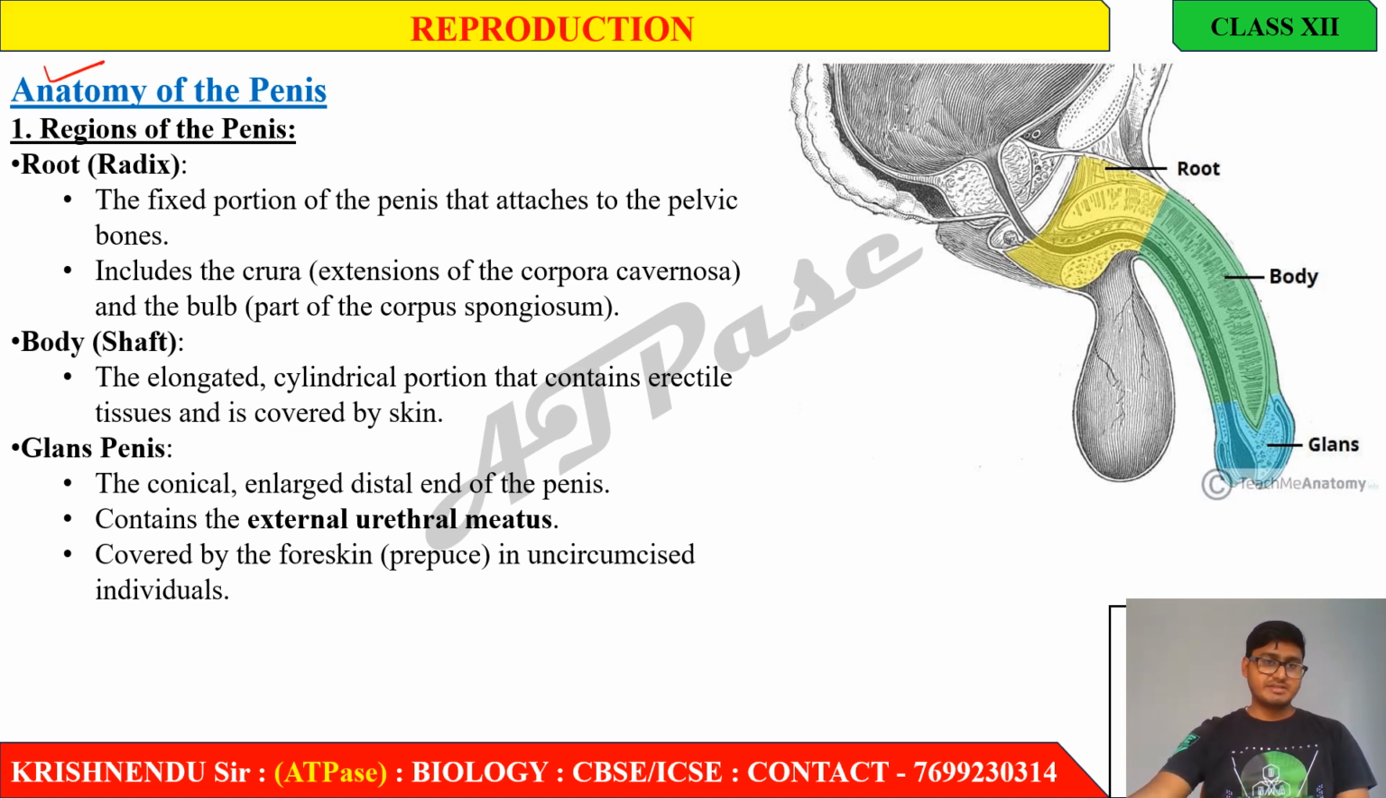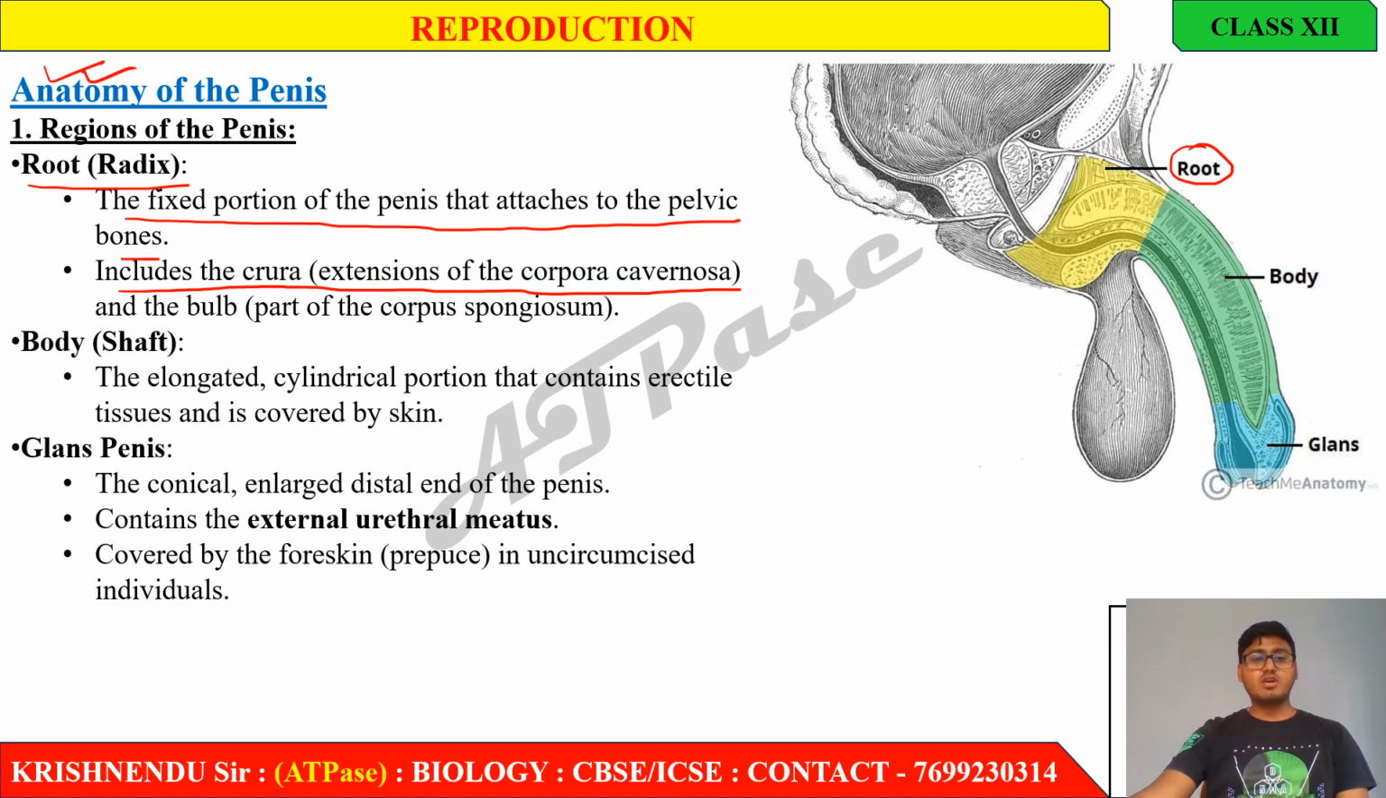Now, anatomy of the penis. We have to know the anatomy of the penis in detail. The regions of the penis: at first the root, which is known as radix. You can see the picture of the root. The fixed portion of the penis that is attached to the pelvic bones is known as the root. It includes the crura, an extension of the corpora cavernosa, and the bulb, the part of the corpus spongiosum. This is the root of the penis.